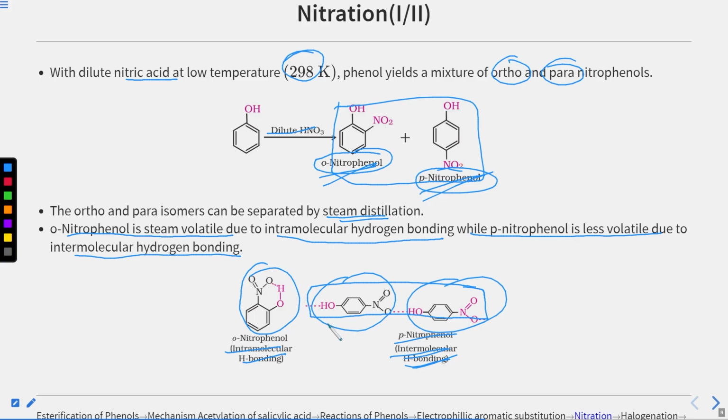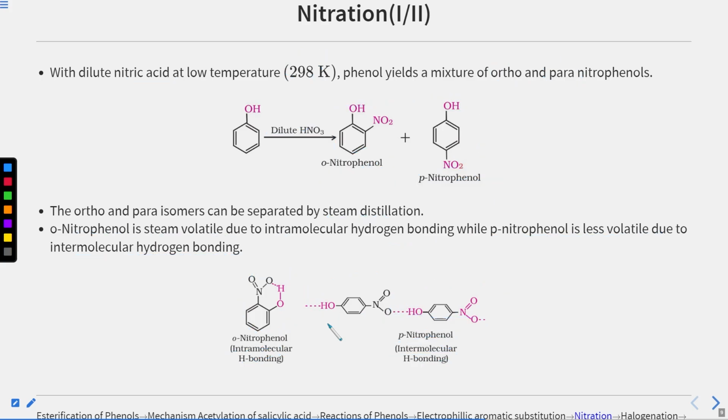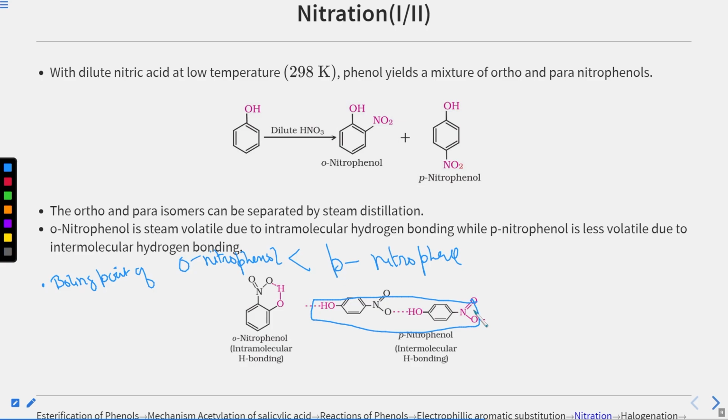So we can write a statement that the boiling point of orthonitrophenol is less than para-nitrophenol. Why? Due to the presence of intermolecular hydrogen bonding in para-nitrophenol, which is not in the case of orthonitrophenol, which has intramolecular hydrogen bonding. Clear? So this is the nitration.